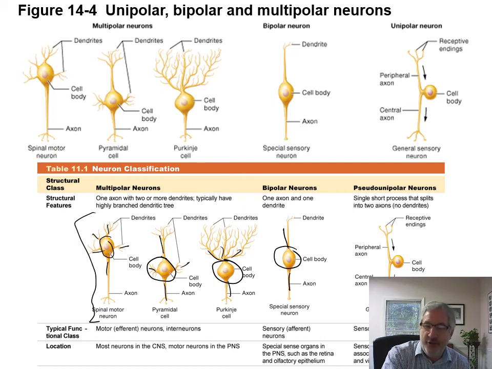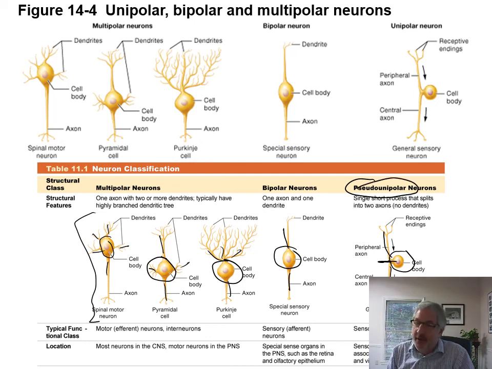And then you have a unipolar. You have the cell body, and then you have one process coming off here, and it splits into two parts. The book calls it a pseudo-unipolar neuron, because the axon and dendrites are all merged into the same thing. The book refers to it as having two axons with no dendrites. But really, all you've got to look at is how many processes come off the main cell body.